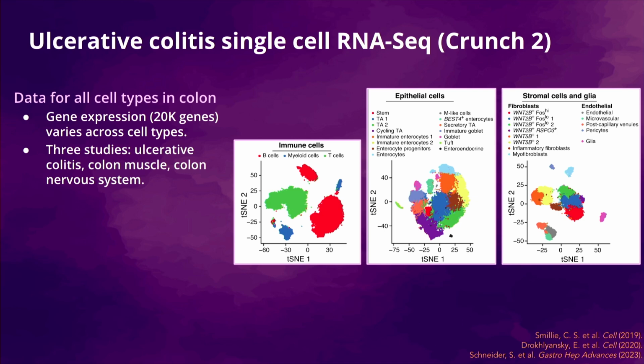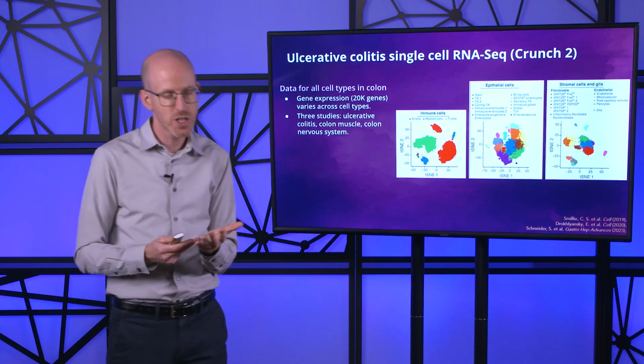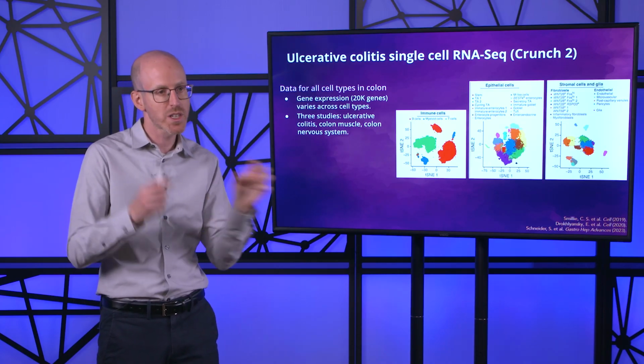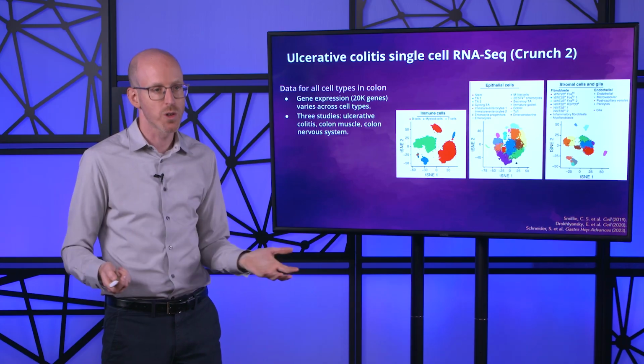And we provide these as well because these represent cell types that are not found in this first single-cell transcriptomic data set. So with these data sets, you'll have representatives of all cell types that are found in ulcerative colitis colon.